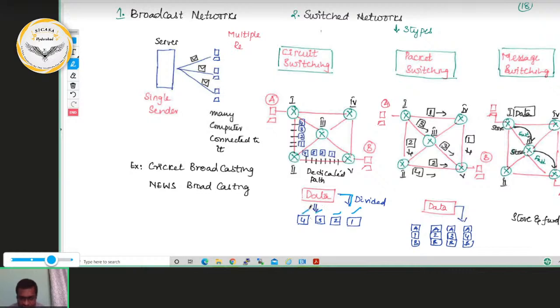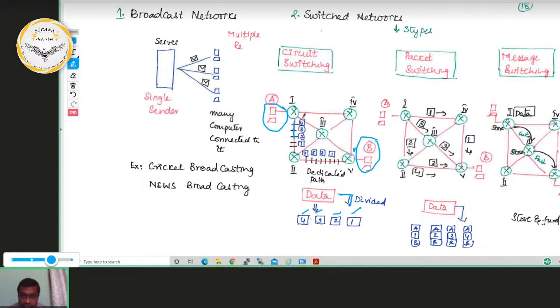Once I convert the data into packets, circuit switching has to establish a path. Let us assume these are nothing but switches. So 1, 2, 3, 4, 5 switches you are having. You have a computer A and a computer B, and you want to transmit the data from A to B. What is the first step? You take the data and convert it into packets.